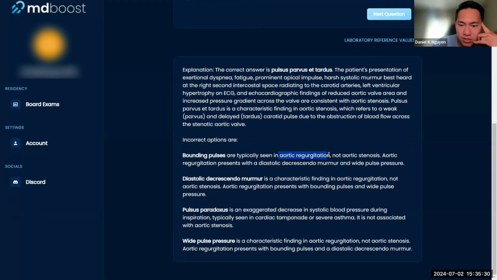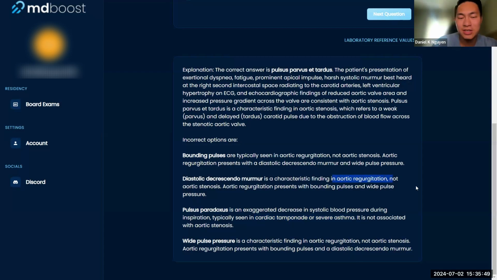Bounding pulses are usually seen with aortic regurg, not aortic stenosis. So remember, put that into the aortic regurg basket along with wide pulse pressure. Pulsus paradoxus is usually in cardiac tamponade and severe asthma. They do ask that, so make sure you remember that. Diastolic decrescendo murmur is also aortic regurgitation.